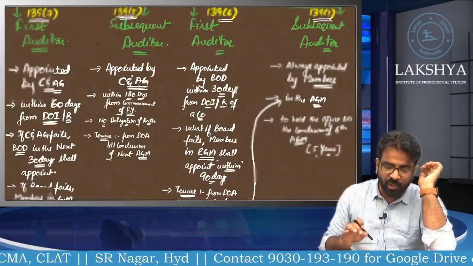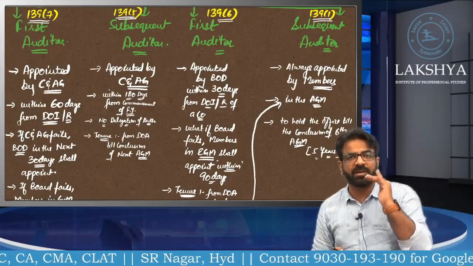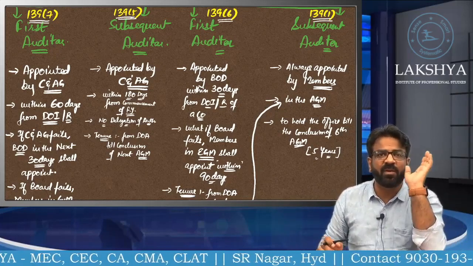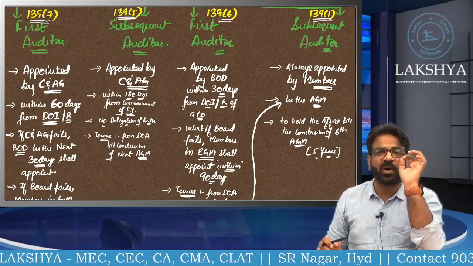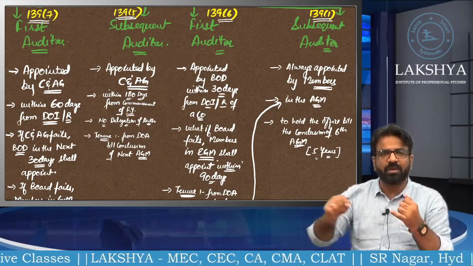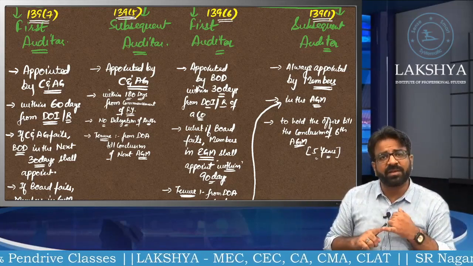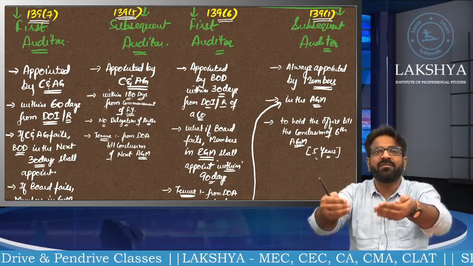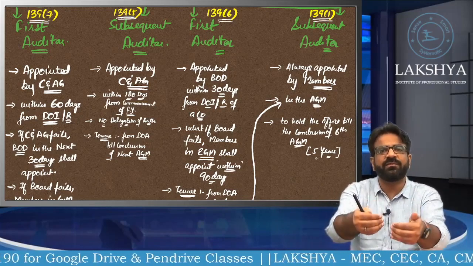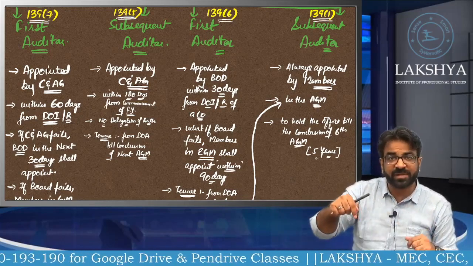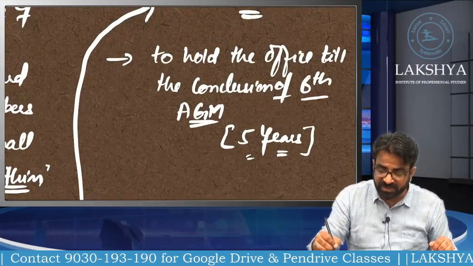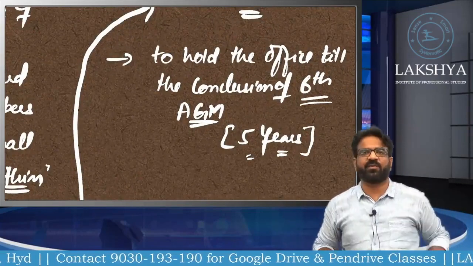Our interpretation is that no auditor, whether in a government company or a non-government company, can hold the office for 5 years except one auditor. Who is that auditor? The subsequent auditor of a non-government company. So tell me, what was the tenure of the first auditor of a government company? Till the conclusion of the first AGM. The subsequent auditor of a government company? Till the conclusion of the next AGM. The first auditor of a non-government company? Till the conclusion of the first AGM. And the subsequent auditor of a non-government company? Till the conclusion of the 6th AGM, meaning a period of 5 years.